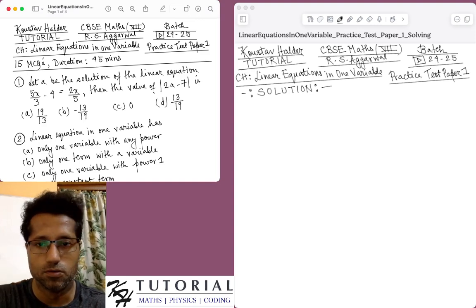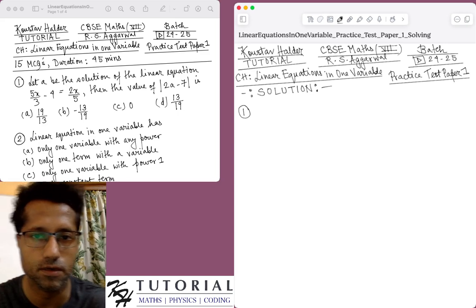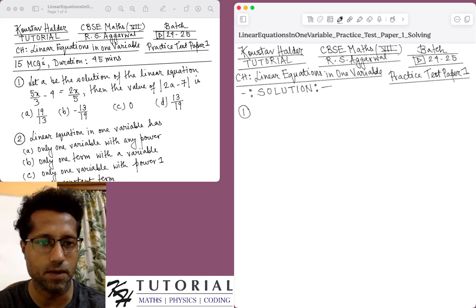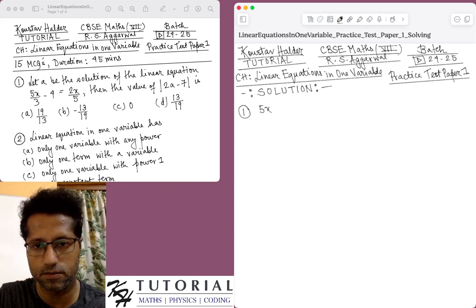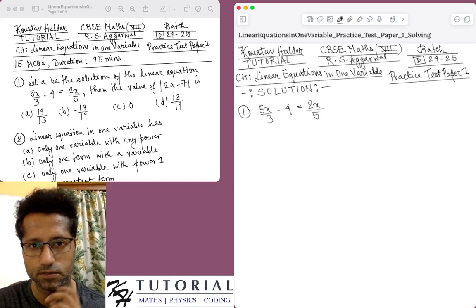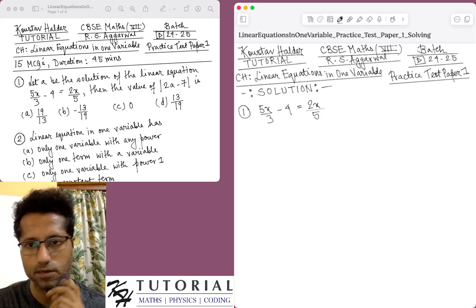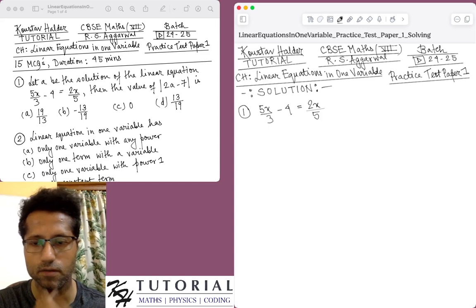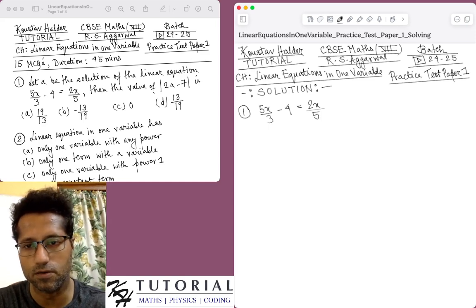The first problem says: let A be the solution of the linear equation 5x by 3 minus 4 equals 2x by 5. Then the value of mod 2A minus 7 is. So a linear equation is given, which is 5x by 3 minus 4 equals 2x by 5, and A is the solution of this equation. We can easily solve this linear equation and find the solution. So let's solve this equation.